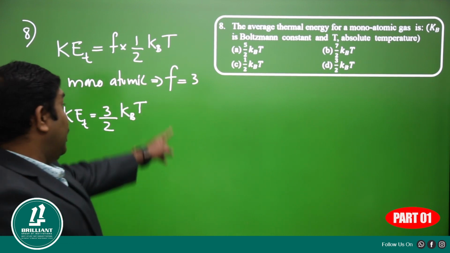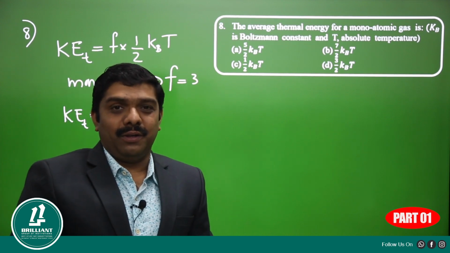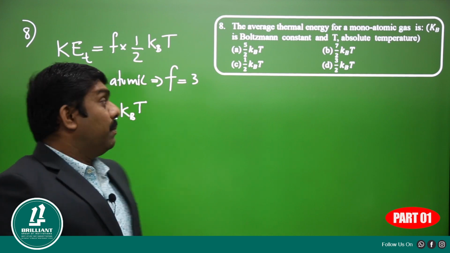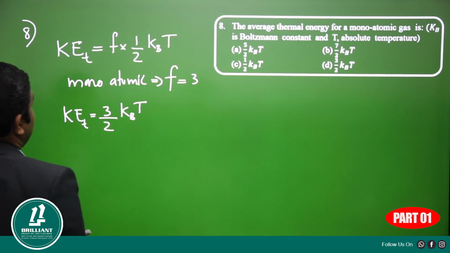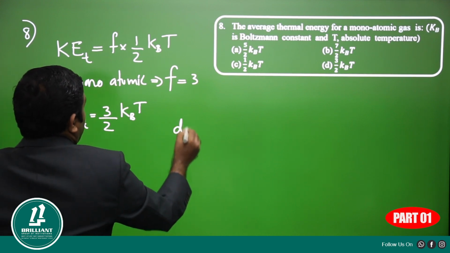For a monoatomic gas molecule, degrees of freedom is 3. For a diatomic gas molecule, degrees of freedom is 5. Okay, monoatomic gas, f equal to 3. So the right answer is 3 by 2 kBT. So option D.